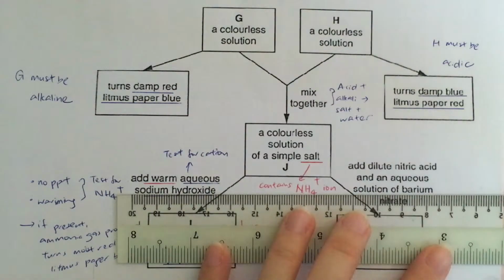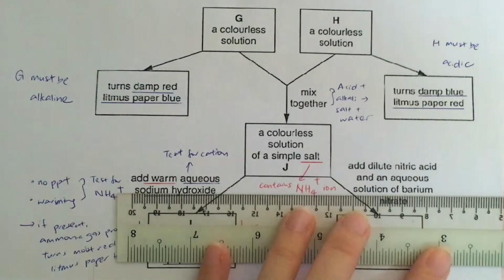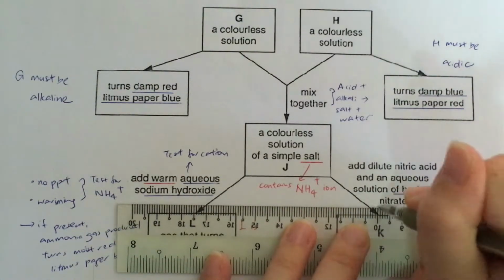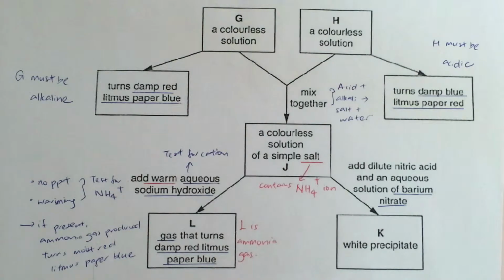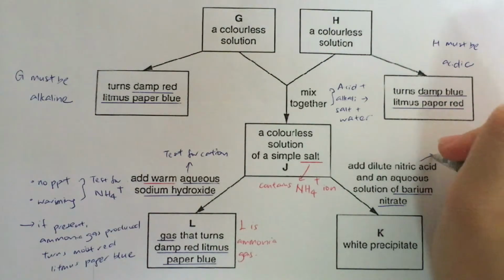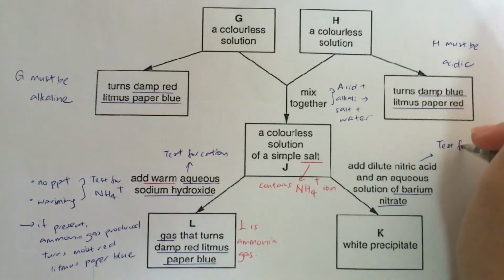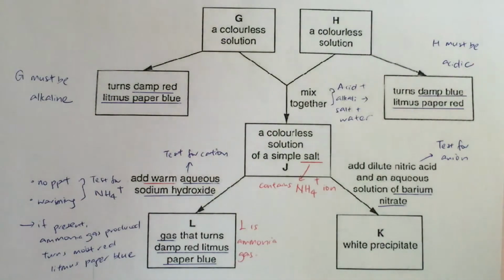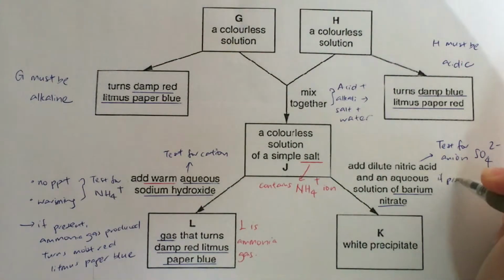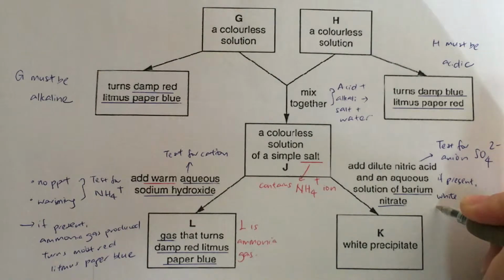Okay, so next we have the cation. We move on to the next part where they will test for the anion. And here they are using barium nitrate. So when you see barium, it means that our test is for an anion, and this anion is the sulfate ion. If sulfate ion is present, what you will see is a white precipitate. The name of this white precipitate is barium sulfate, because barium sulfate is an insoluble salt.